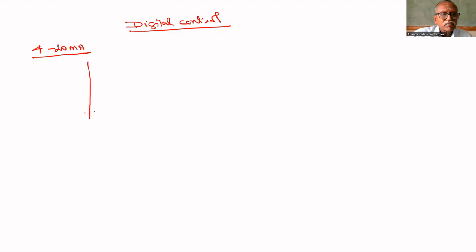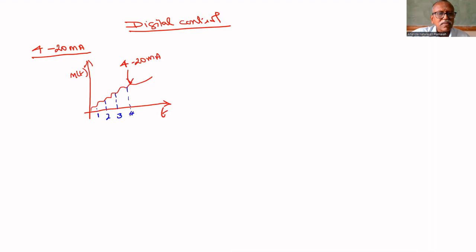But before getting into digital controller, suppose this is the controller output, which means this is analog output. Its range is this m of t, and this is 4 to 20 milliamps signal. If it is digital, it is available only at sampling instances. These are the digital controller output.